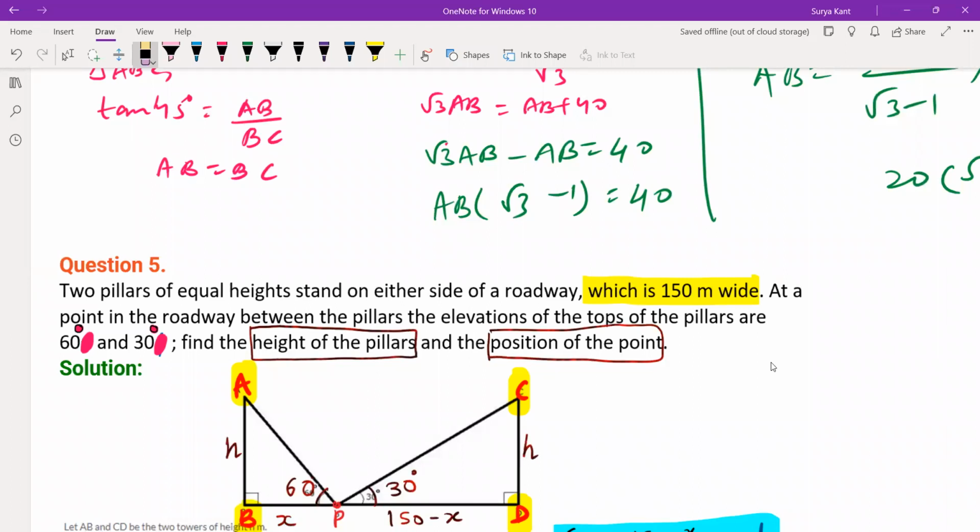So here there are two pillars, AB and CD. Both are of equal height, so you just let both be H. HH you can let, or XX if you want. You have to find the height of the pillar as well as the position of the point, from which point. So, did you get the answer?